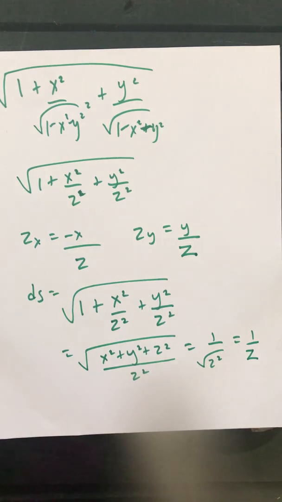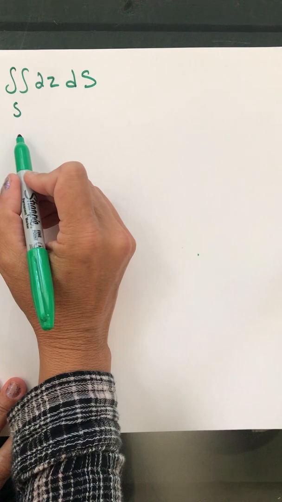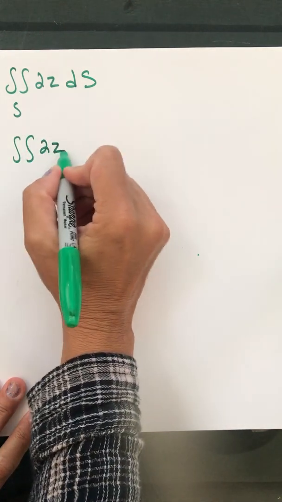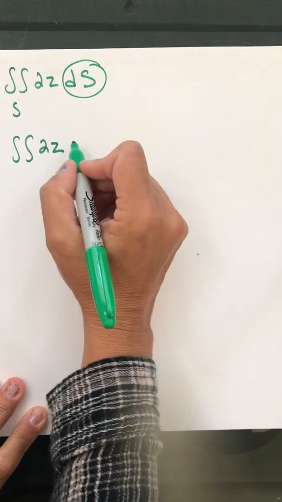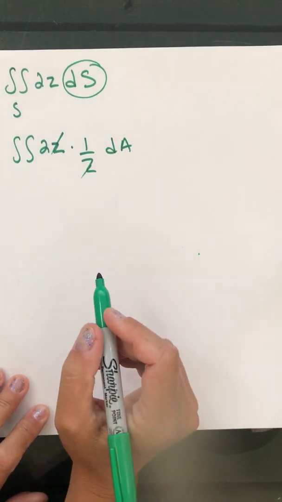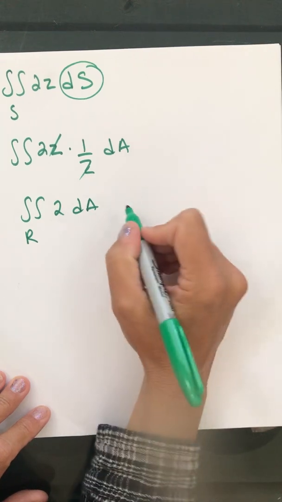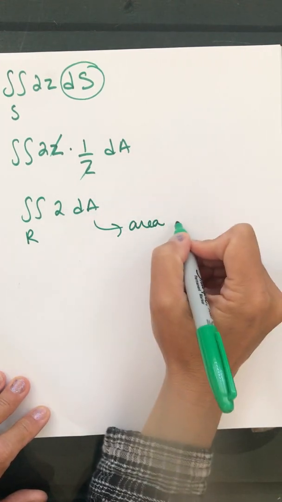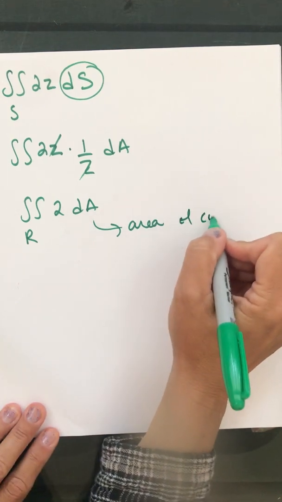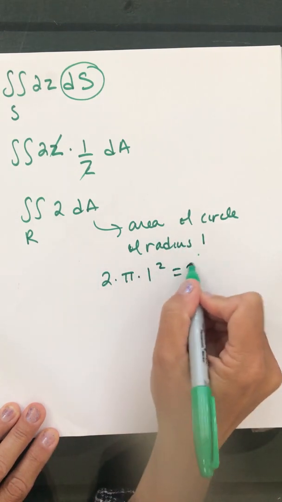All right, so now what am I going to do with this? Let's go back to my double integral over my surface of 2z dS. Now I'm going to turn this into the double integral of 2z times 1 over z dA. And the region is a circle, so this is the double integral over the region of 2 dA. I could definitely go polar, but I know that this is the area of a circle of radius 1. So I have 2 times pi times 1 squared, which is 2 pi.